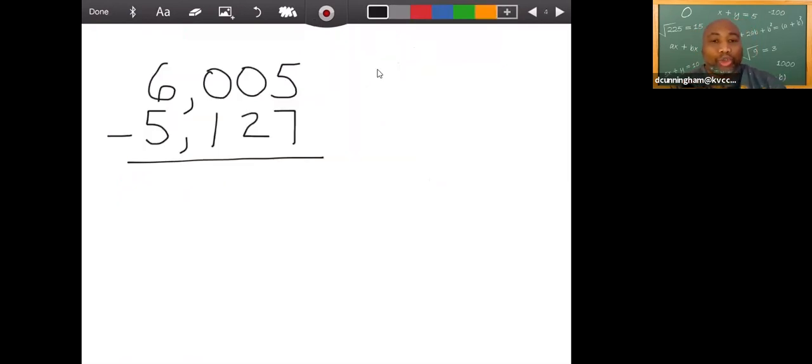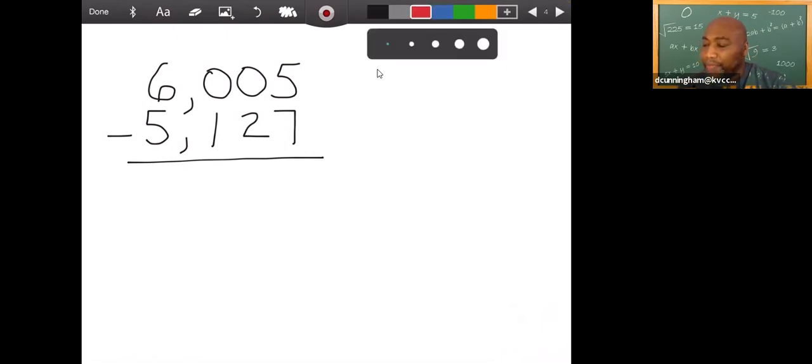Let's look at one more subtraction problem. We're looking at 6,005 minus 5,127. Again, we're still going to do what we did previously. We're going to start with the ones and see if the top number is bigger than the bottom number. And so in this case, we look at the 5, and I'm going to do this a little bit differently so you can see it in red. The 5, the top number, is less than, so we got to borrow from our 10th position.